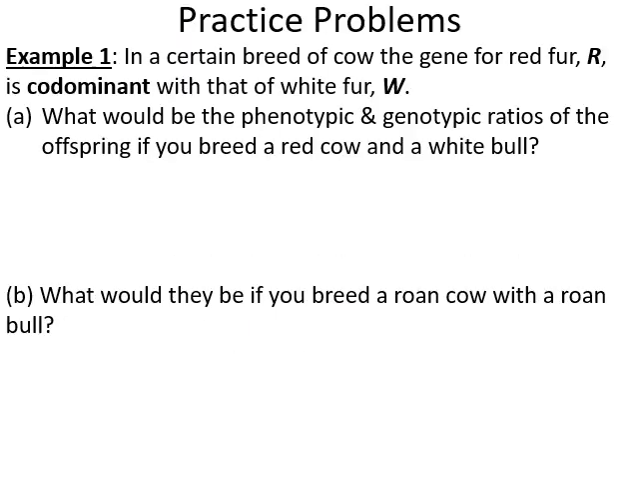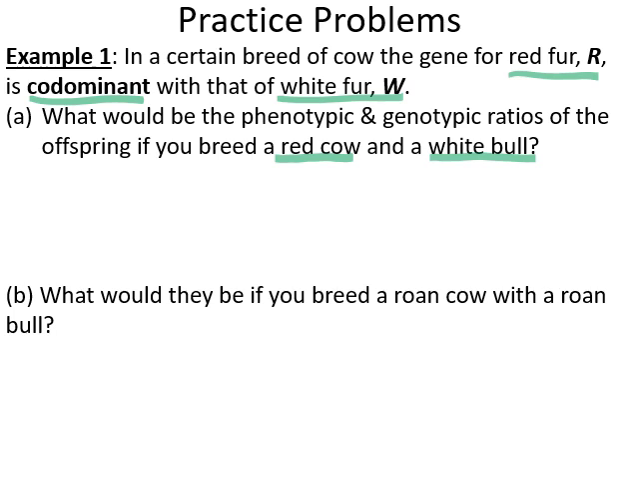All right, let's try some practice problems. So, first one, we've got a cow and it has red fur, and so we're going to use an R for that. It's co-dominant with white fur as well. So, what are the phenotypic and genotypic ratios of the offspring if you breed a red cow with a white bull? And so let's look at this.